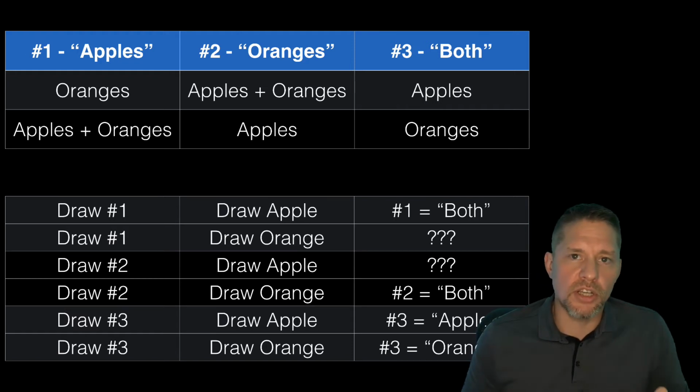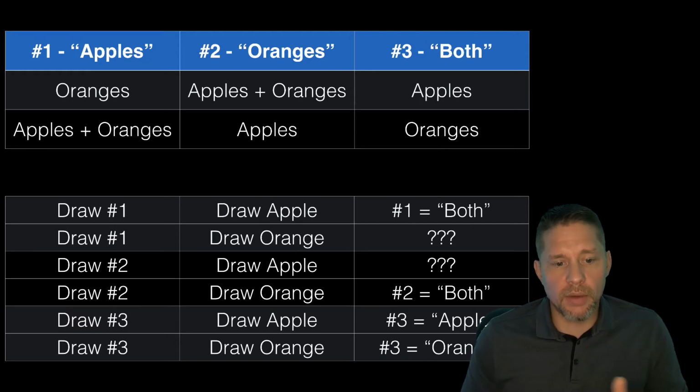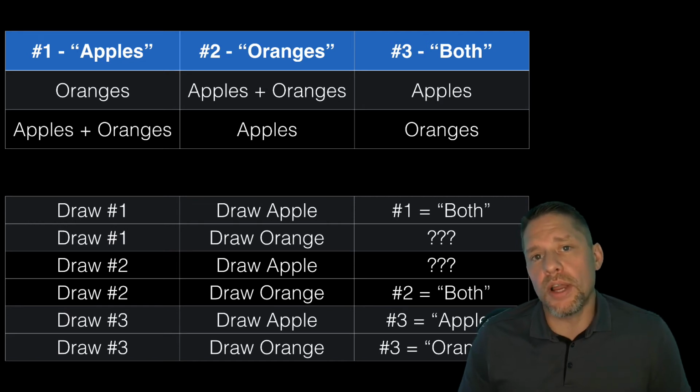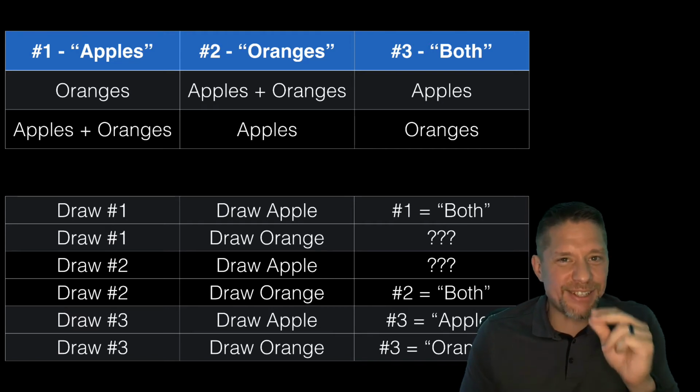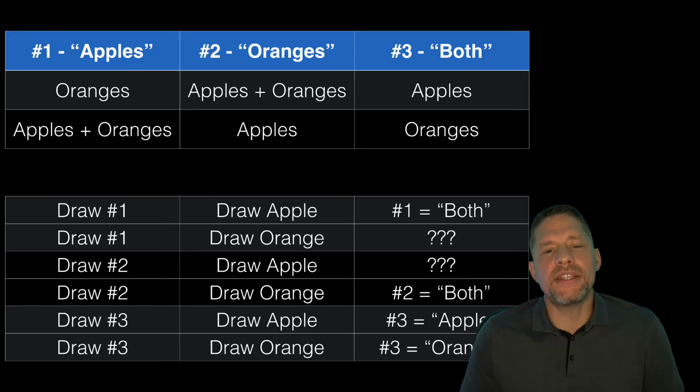It could either be just oranges or both. Likewise, if I get an orange out of crate 2, I know that it has to be both, but if I get an apple, it's either just apples or both. It's only in crate 3 that whatever fruit I peek at is going to give me a deterministic answer to what is in crate 3.